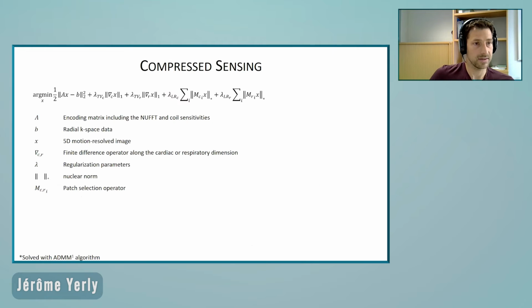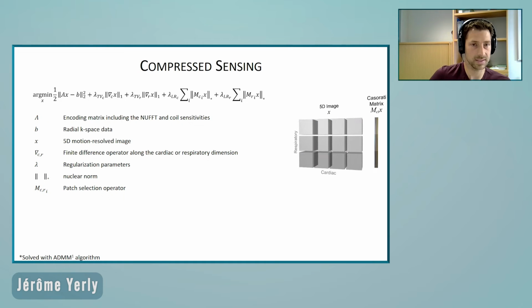Now, this 5-dimensional data set is reconstructed with this type of equation. It's very similar to what we saw before, but instead of having only 1 regularization term, here I have 4 different regularization terms. We have 2 finite differences operators along the cardiac and respiratory dimensions, and these are what we call nuclear norms, and we use them for locally low-rank type of regularization. Basically this operator M here just takes your full 5D image, selects 1 patch in your image, and then it creates this Casorati matrix. And then here we do a singular value decomposition. Aurélien will be talking about that a bit more in detail after.